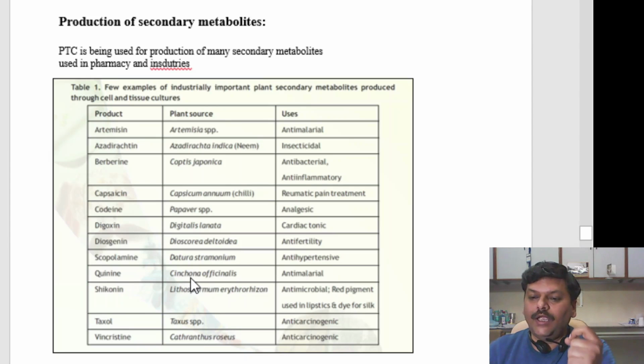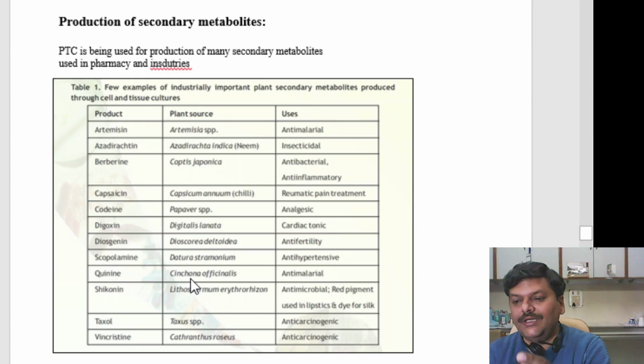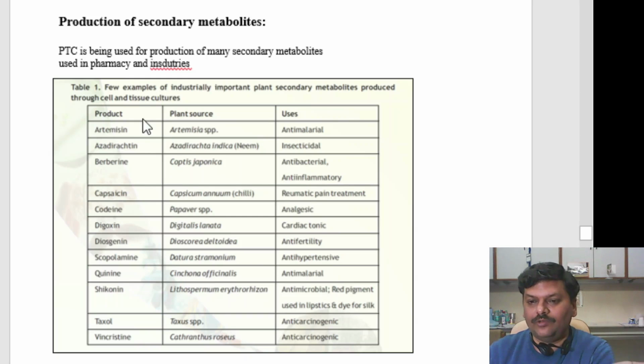So if we can have a method, say for example, if we find a suitable cell from the cinchona plant and do tissue culture and make callus out of it, there is a possibility that the callus itself is making quinine inside it. This can be applied to other secondary metabolites also, say for example capsaicin, codeine, diosgenin, and others like Taxol and vincristine.